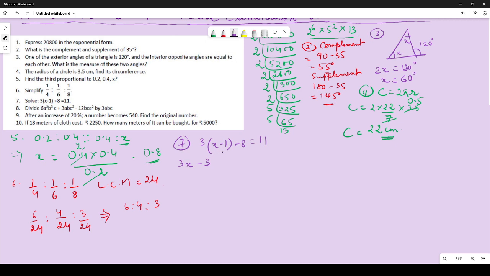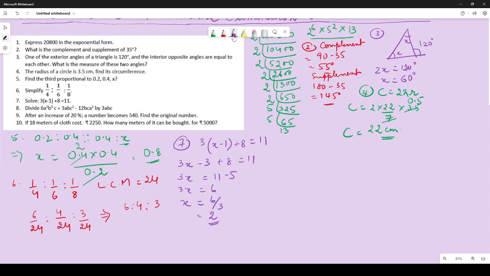This entire thing is in bracket, so this entire thing will be multiplied by 3. Plus 8 is equal to 11. Now 3x minus 3 plus 8 is plus 5. So plus 5, when you move to the other side, it becomes minus 5. So 3x is equal to 6, and with that logic, x is equal to 6 by 3, which is equal to 2. So this should have been your answer over here.